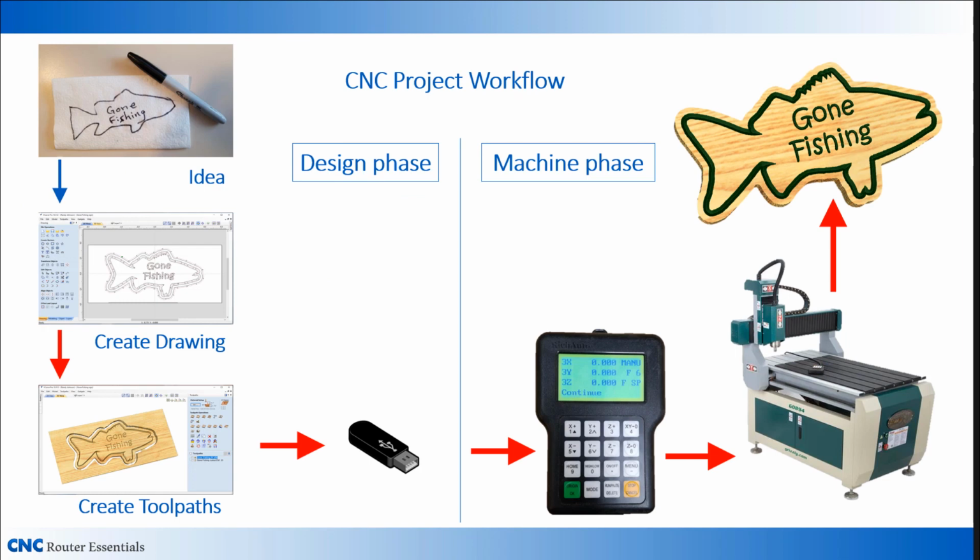As a quick review, in part 1 we looked at the overall CNC workflow and focused on creating the drawing for the Gone Fishing sign. In this session, I go over how to create toolpaths and transfer them to the machine for cutting, as well as how to set up the material and calibrate the machine.